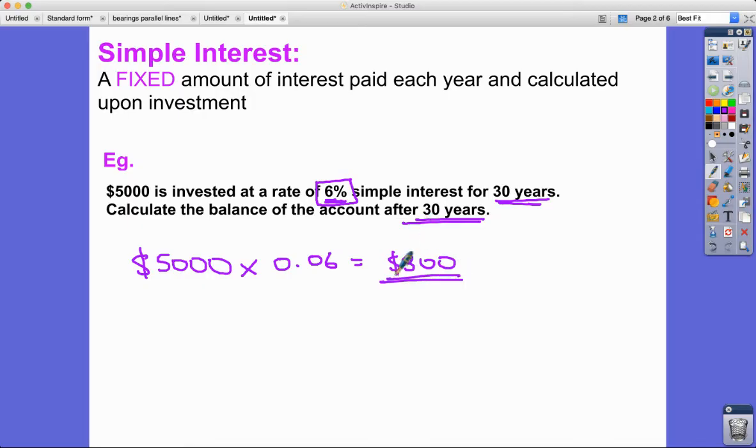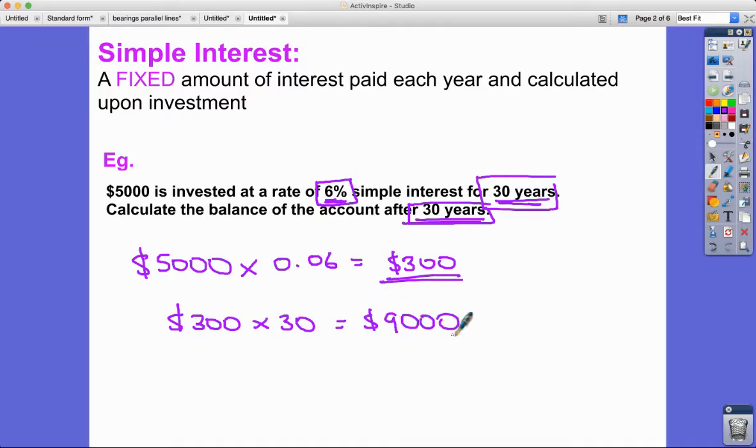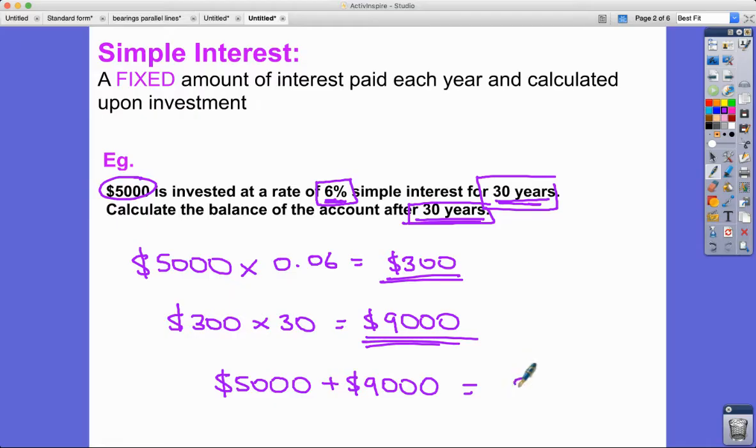I've just worked out that 6% of $5,000 is $300, and that is given by the bank for 30 years running. So $300 multiplied by 30, if my calculations are correct, is $9,000. To calculate the balance after 30 years: $5,000 went in at the beginning, and over the course of the 30 years I've accumulated $9,000 more. So I've got $14,000 at the end of the 30 years.